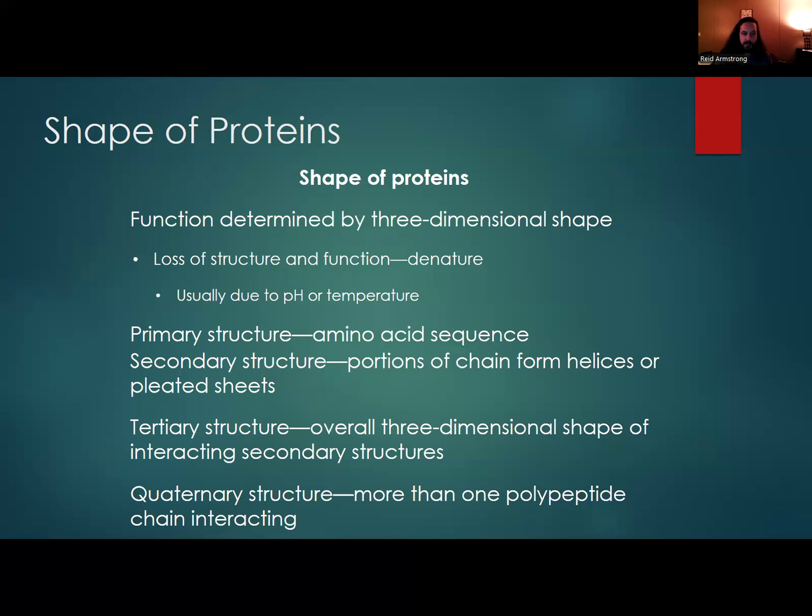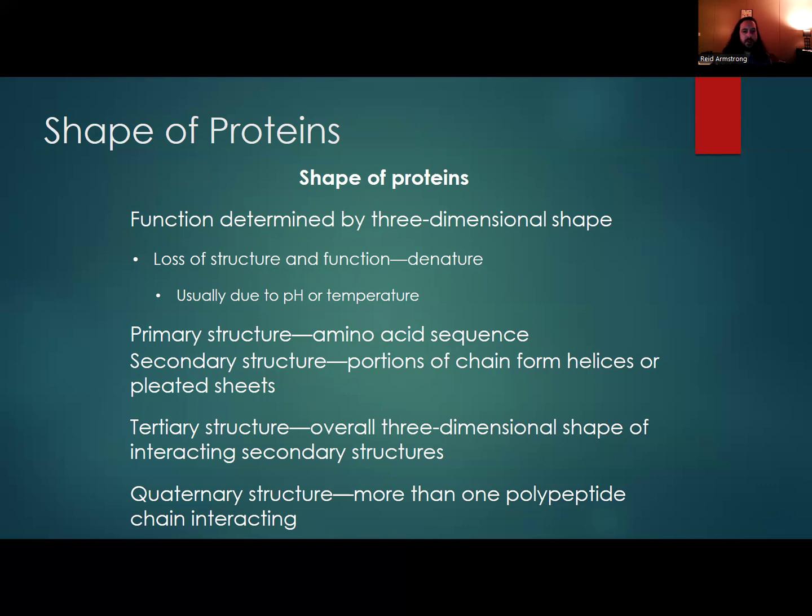So, the shape of proteins. They are functional. The function of them is determined by the three-dimensional shape that they are. Loss of structure and function is called denaturing. You'll hear this a lot whenever you cook. It basically means that you heated it to such a degree that what it was started breaking down on you, usually due to pH or temperature.